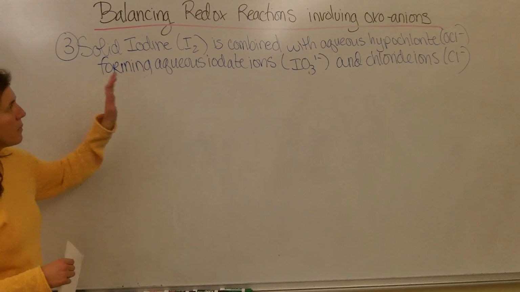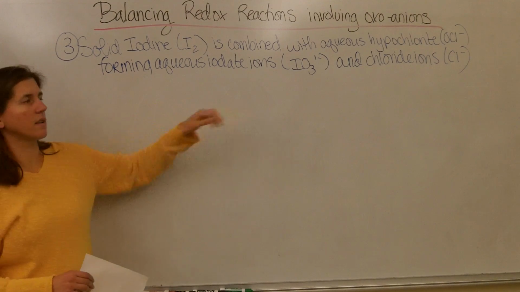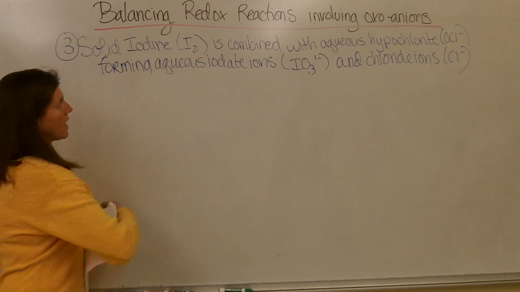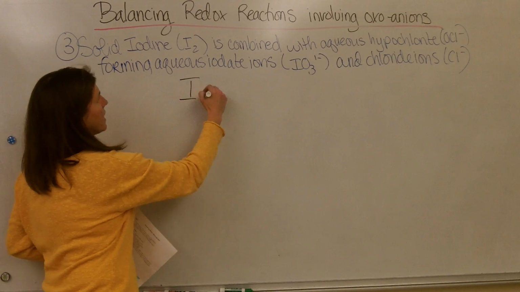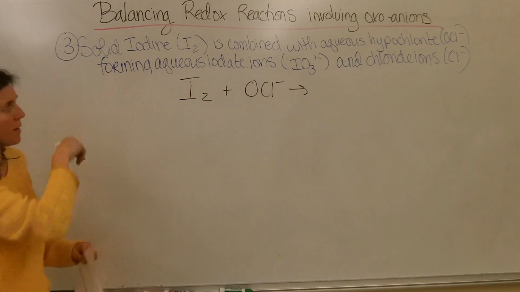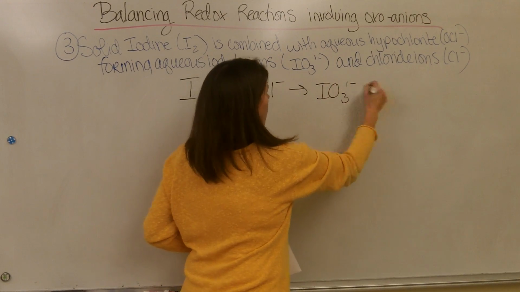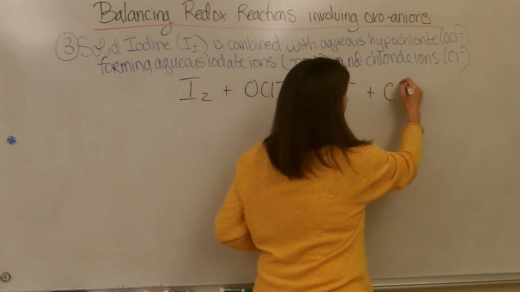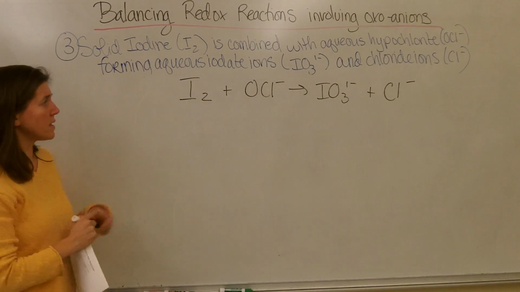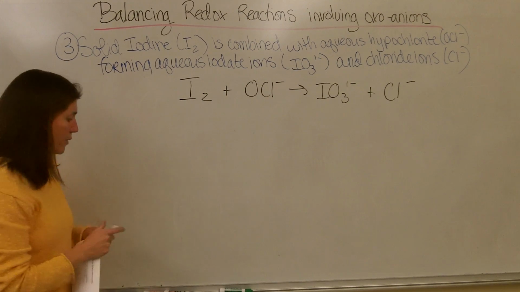Solid iodine is combined with aqueous hypochlorite, forming aqueous iodate ions and chloride ions. So let's write out what that is. My reactants are iodine and hypochlorite. My products are iodate and chloride. So my first step is to split this reaction into oxidation and reduction half reactions.